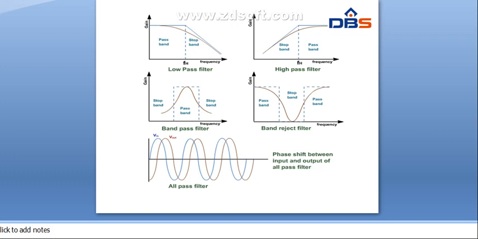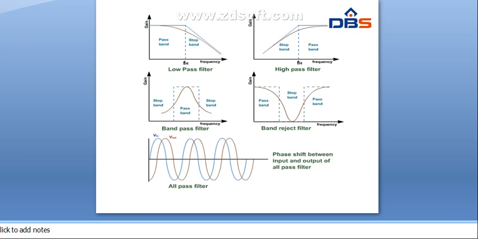So next, see the characteristics of the band pass filter. Here the band pass filter has two stop bands. The range of frequency from 0 to FL and the range of frequency from FH to infinity. So it has two stop bands. The first stop band is between 0 and FL, and the second stop band is between FH and infinity. And it allows the frequencies from FL to FH.